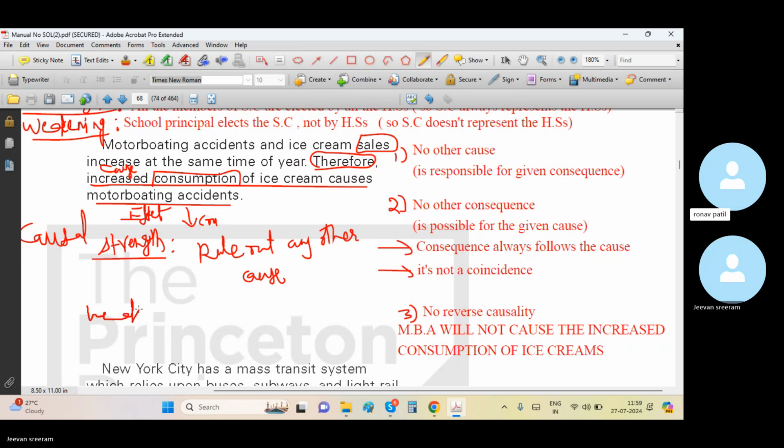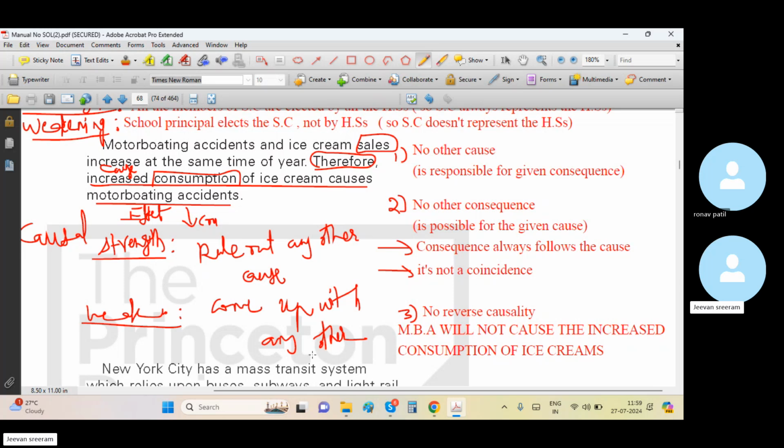For weaken, we can say that consumption of ice cream has no relation to motor boating accidents. Come up with any other cause. For example, ice cream consumption has no relation to it; rash driving by the drivers is the correct cause for motor boating accidents. So you have come up with a different reason, so it weakens the argument.